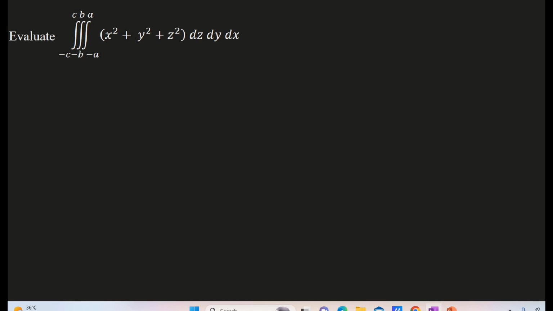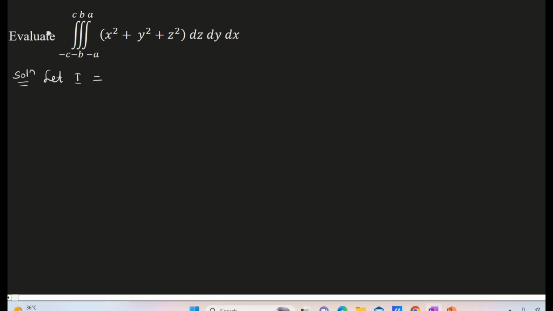We are going to discuss a triple integral example. In the previous class, I showed how to solve double integrals. Today we will see how to solve a given triple integral example. Given is the integration from minus c to plus c, minus b to plus b, and minus a to plus a, of the function x square plus y square plus z square dz dy dx.